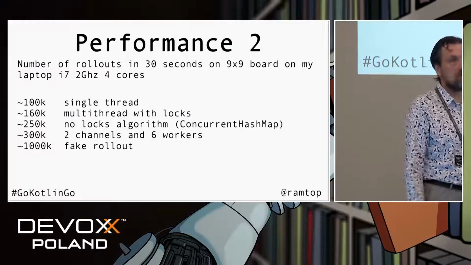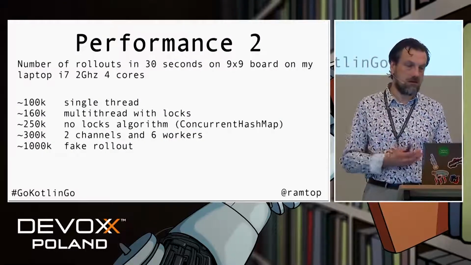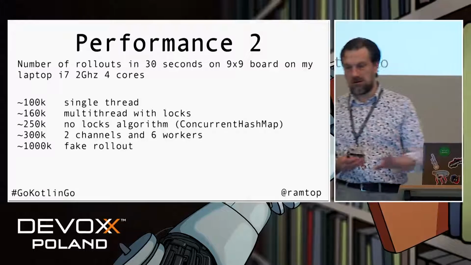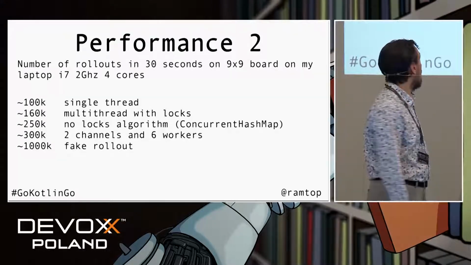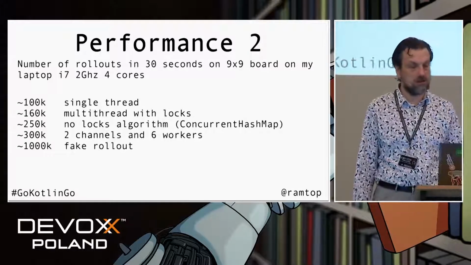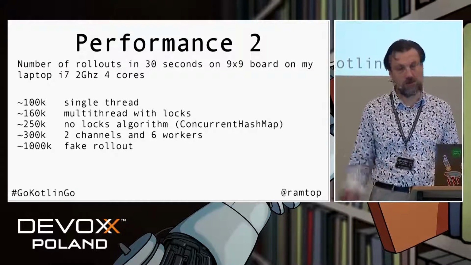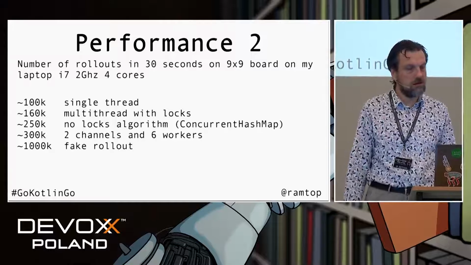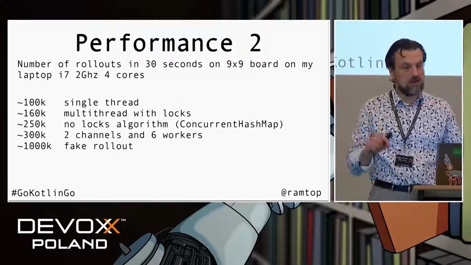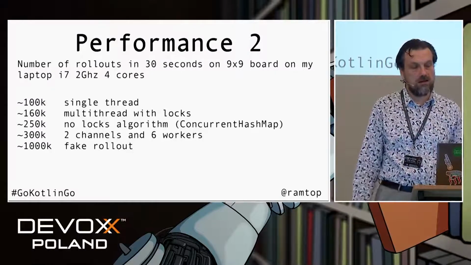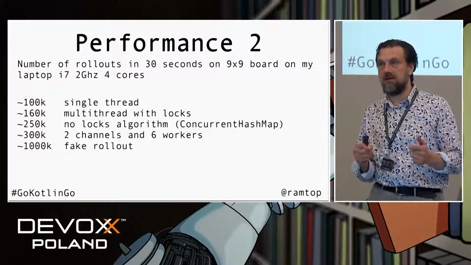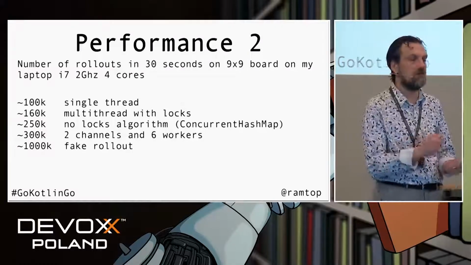And this is the result of performance. These are not exact, but you can download the program and try yourself. This is on my laptop. It's quite consistent. If I run with a single thread, I have more or less 100,000 rollouts for 30 seconds. If I use just the locks, I have a slightly better result. And doing some lock synchronization, I also managed to have a worse result than a single thread. Locks are very, very tricky.